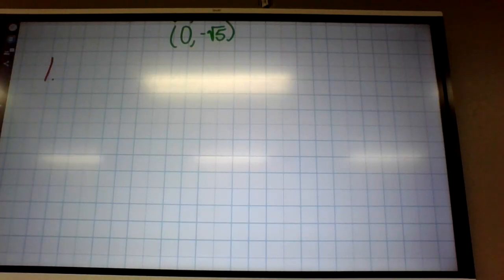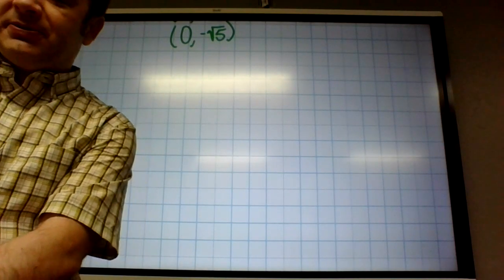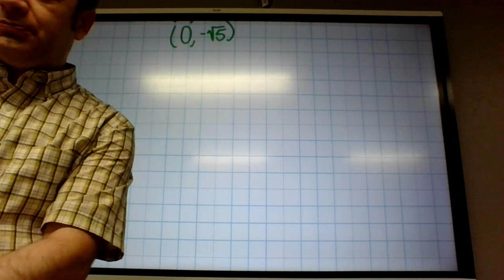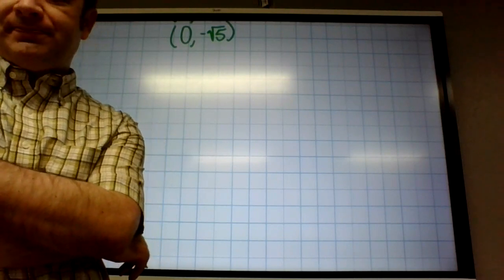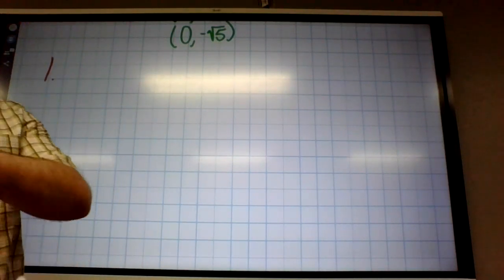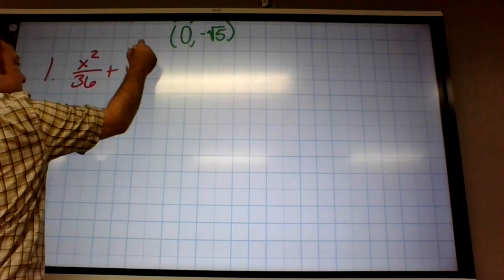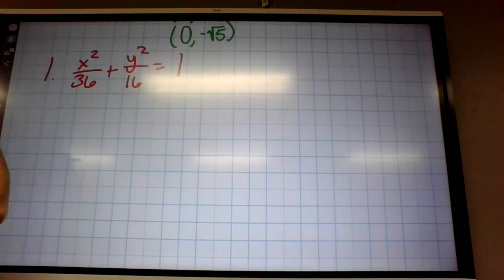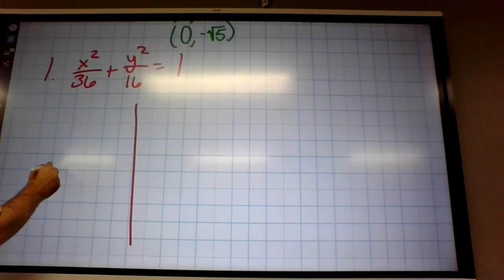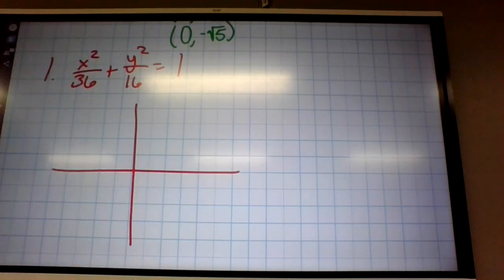Number 1 says sketch each ellipse, find the coordinates of the vertices and foci. It doesn't really say what we have to do. Okay, anyway, so x squared over 36. So should we just count by twos? No, it's not that big. You guys remember how I did it? Maybe 6. So where's it going to cross the x-axis? 6 and negative 6.